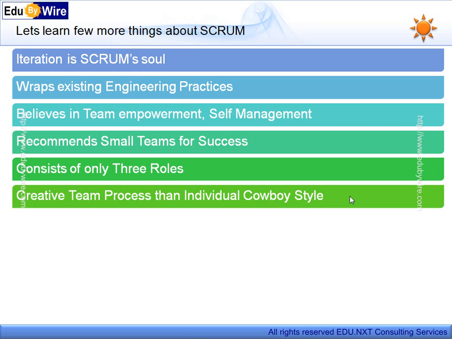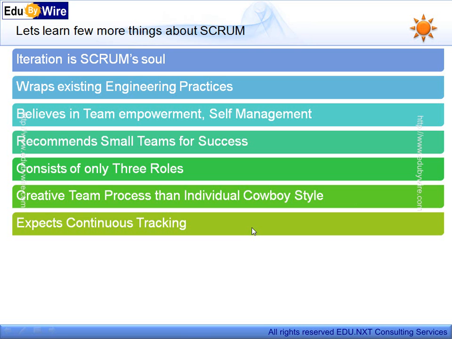Scrum expects creative team process than individual cowboy style. Teams are empowered but are expected to follow team processes. Individual team members cannot act as cowboys or work alone.